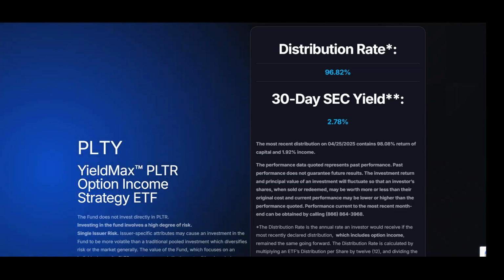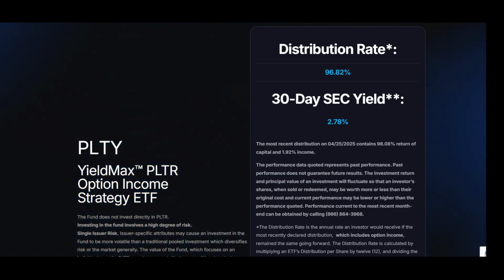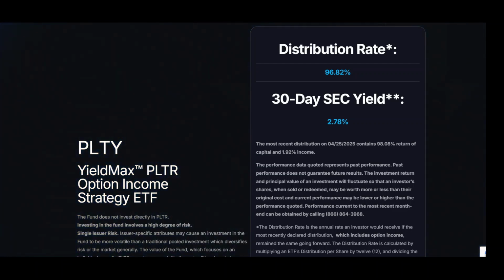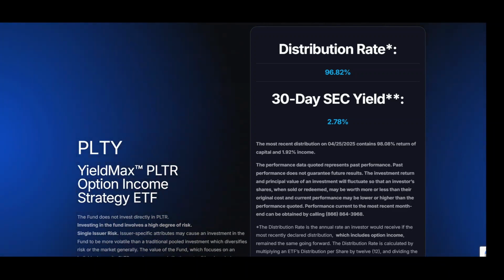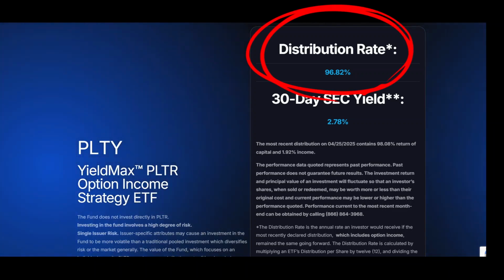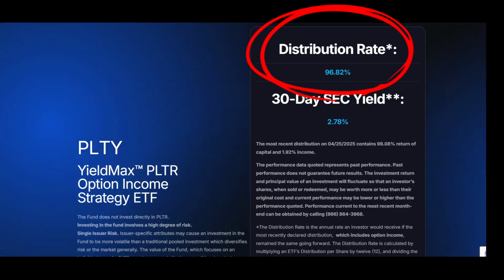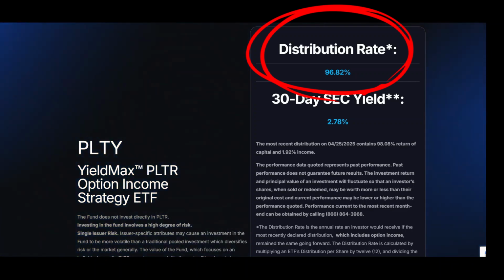So PLTY paid out this past week, paid out a very nice distribution, and we're going to go over that and also show my share average currently that I have on PLTY. And then we're going to show how the distribution rate that is shown on the website is calculated to help you better understand what that percentage rate actually means.